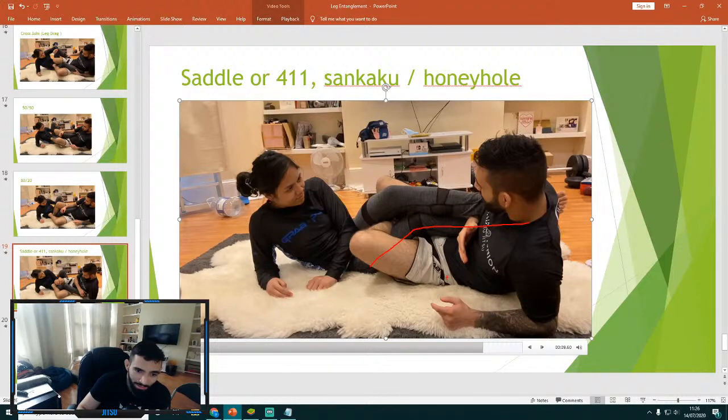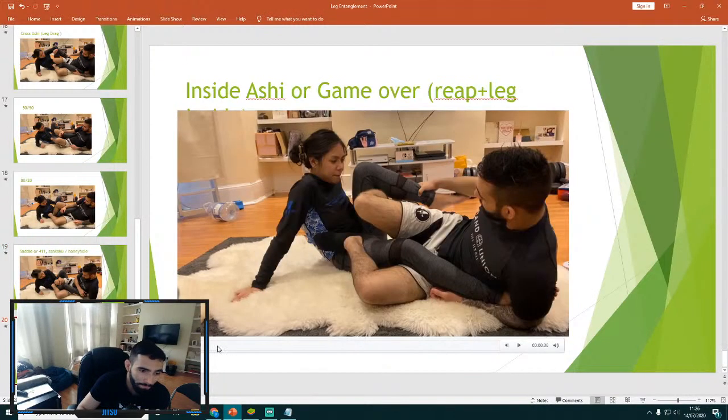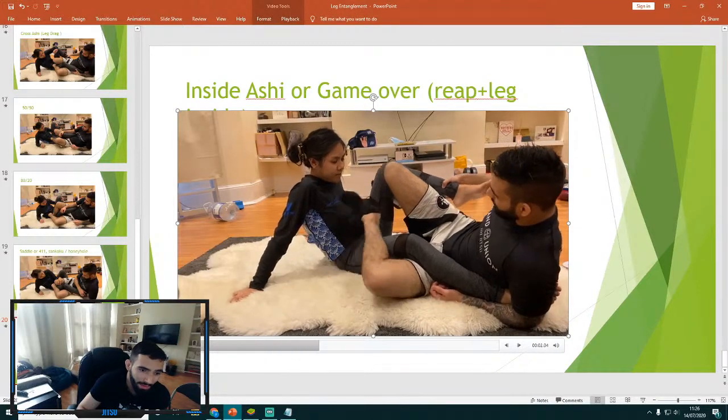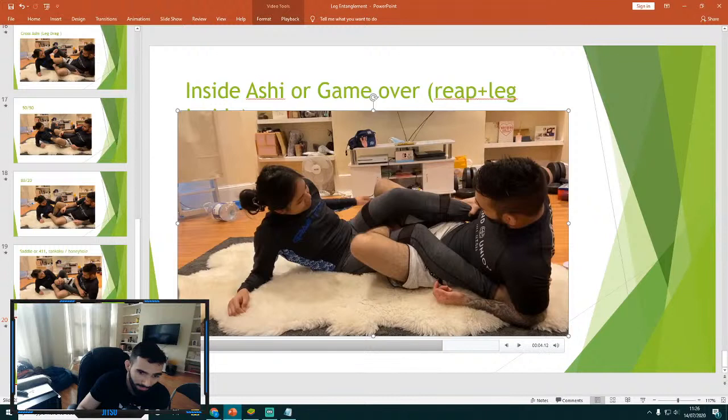In the saddle, it's a cross on this side. On inside ashi, all we gotta do is bring this leg to this side. So we see inside ashi is on this side. Cool. This is an important transition. The main reason is we're gonna learn it when we do the transitions class.